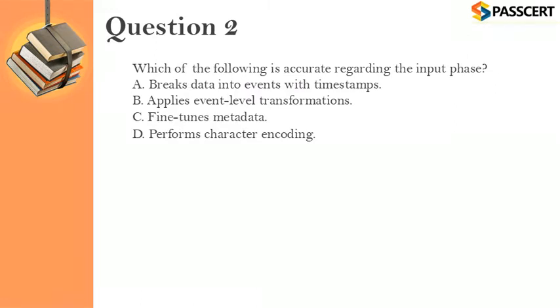Question 2. Which of the following is accurate regarding the input phase? A. Breaks data into events with timestamps. B. Applies event-level transformations. C. Fine-tunes metadata. D. Performs character encoding. Answer: D.